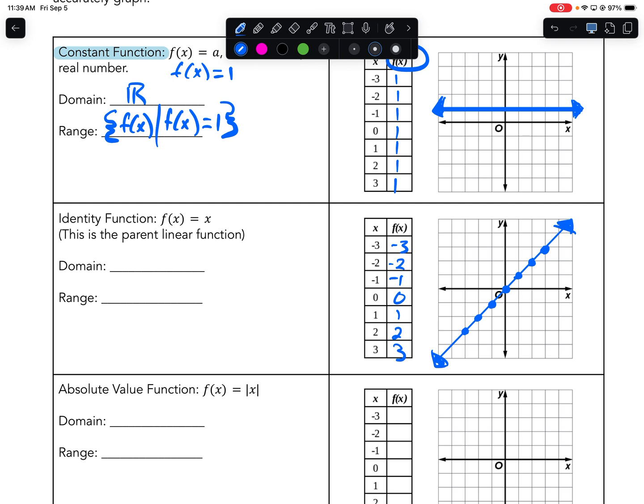Jackson, what's the domain? All reals. Good job. Tori, what's the range? All real numbers again. Okay. Easy.